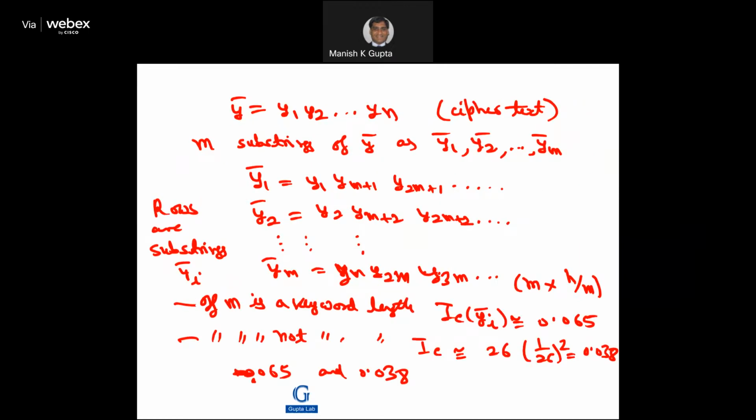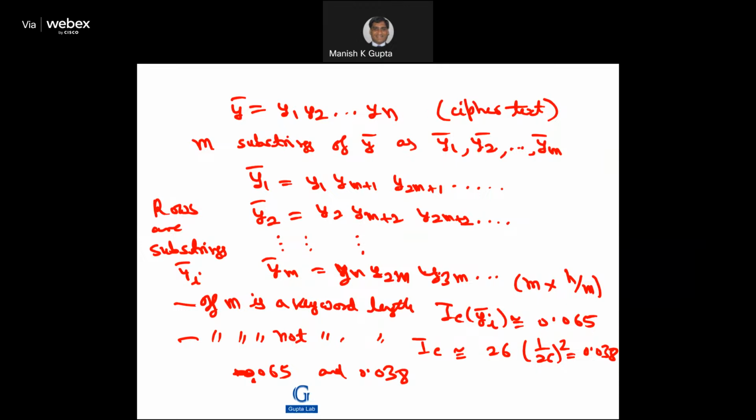So I'm going to do now some more. Remember, in the substitution cipher, we looked at digrams, trigrams, and so on. Essentially, the idea is that we are generalizing in terms of substrings. If y = y1, y2, ..., yn is a ciphertext, and there are m substrings of y as y1, y2, ..., ym. M substrings I am taking. So say y1 is y1, ym+1, y2m+1, and so on.